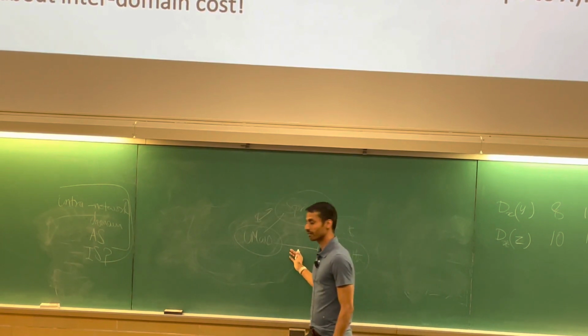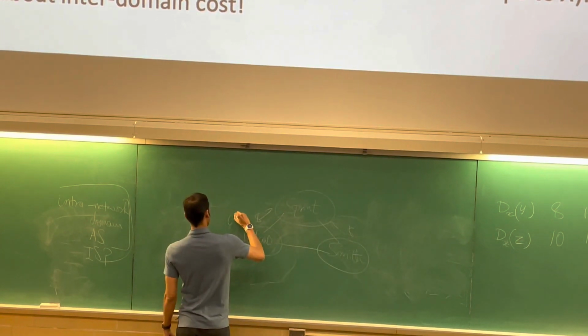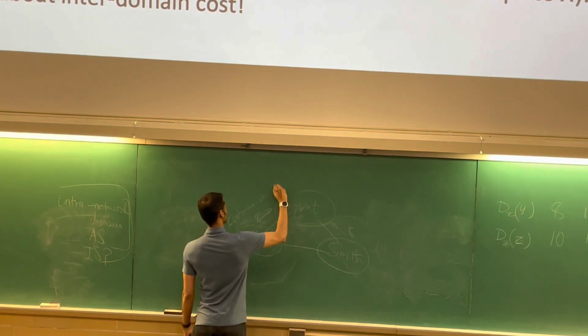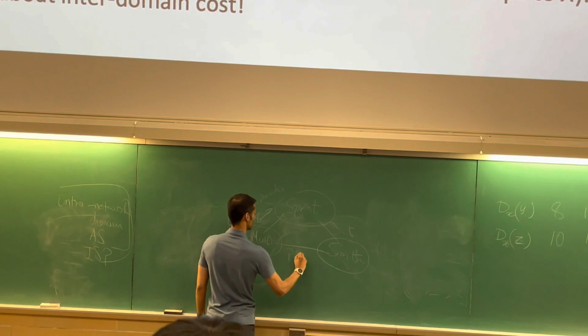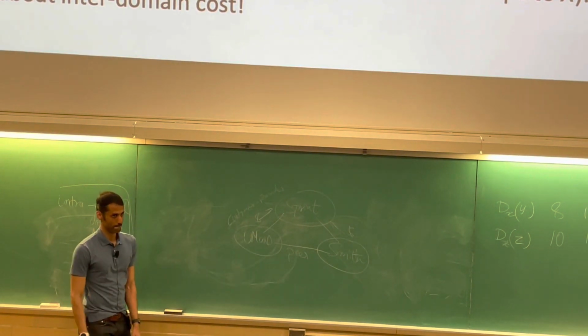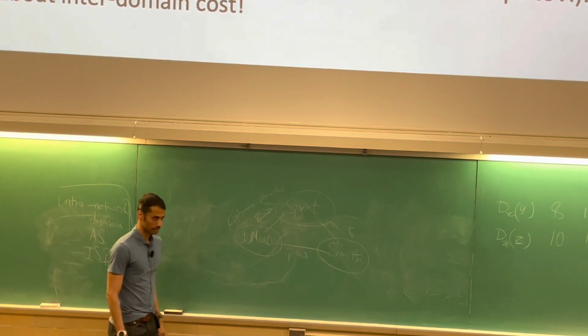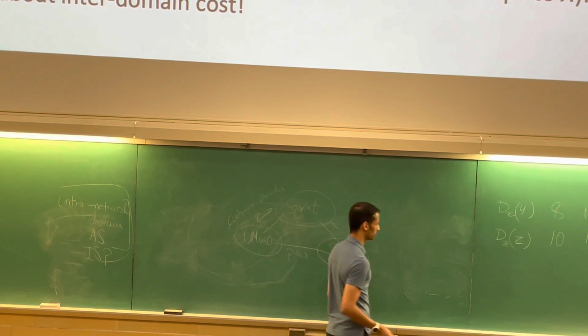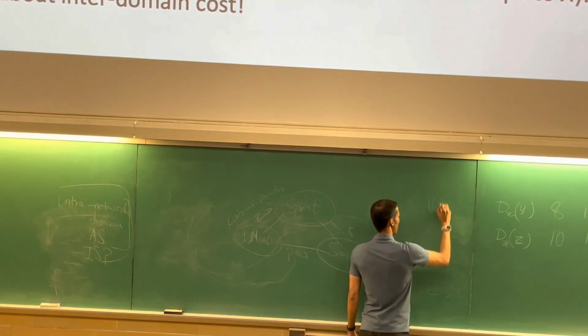This is called a peering arrangement. This is a customer-provider arrangement. So this is a customer-provider link, that's a peering link. In the internet, a very important kind of policy routing is one called valley-free routing.